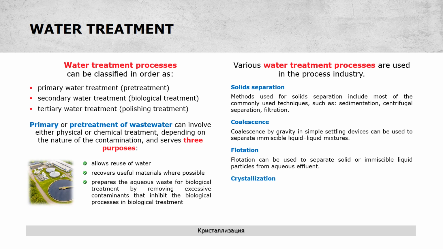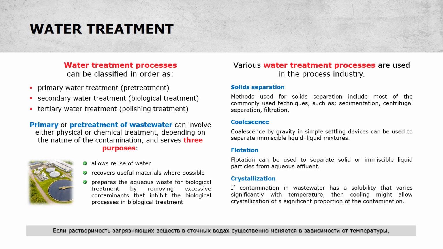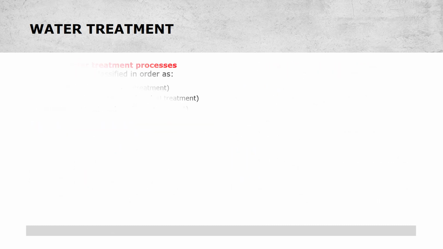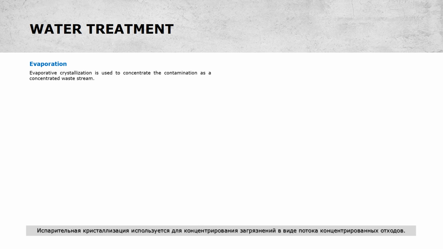Crystallization. If contamination in wastewater has a solubility that varies significantly with temperature, then cooling might allow crystallization of a significant proportion of the contamination. Evaporation. Evaporative crystallization is used to concentrate the contamination as a concentrated waste stream.